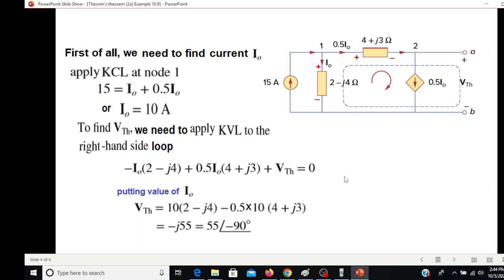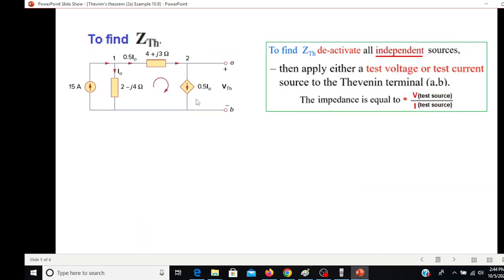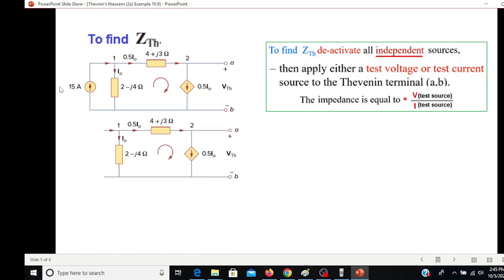Now we'll find Z Thevenin. And we have to follow these steps. First of all, the first is to deactivate all independent sources. So this is our independent source. We deactivate it. The current source is deactivated by opening it. And the voltage source is deactivated by closing it or shorting it. So here we'll open this source. So this is the circuit left.